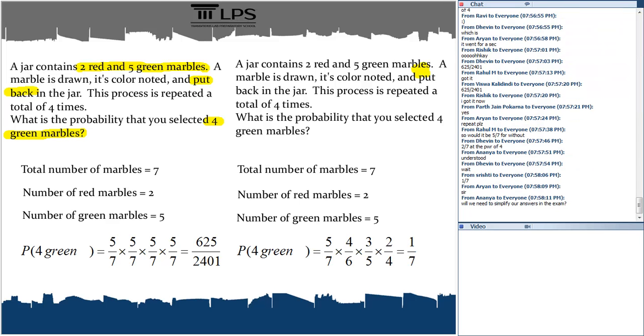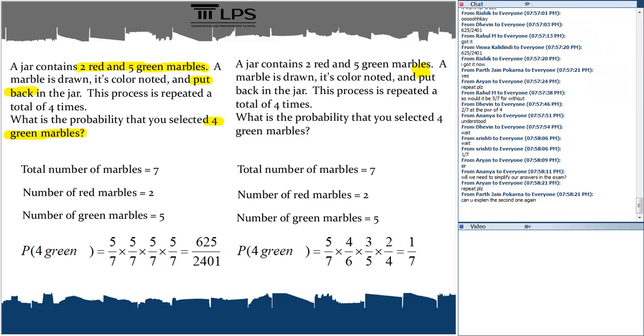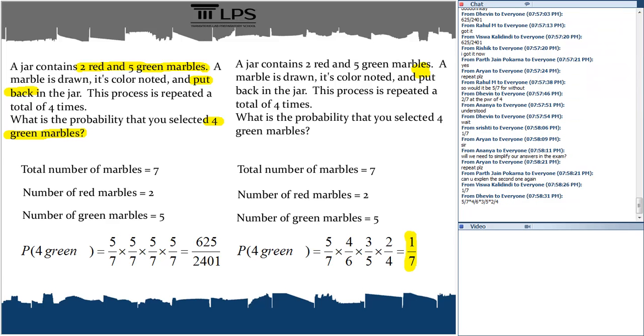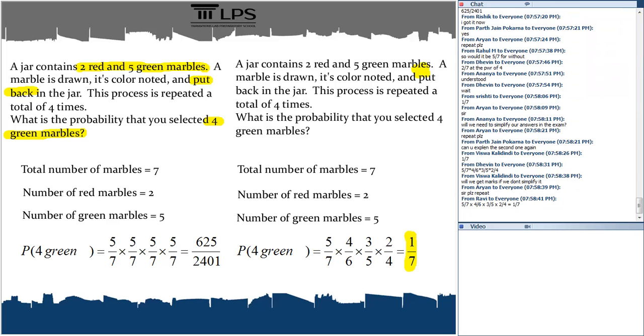Yes, you will have to simplify your answer. That's a very good question, Ananya, you asked. Yes, you need to simplify the answer because the examiners want to see the answer in its lowest form. Okay, they need to see the answer in the lowest form, the most simplified form. Devin, yes, you're right. Very good, Devin. Yes, I think almost everyone is getting it now. Yeah, Vishwa, good. No, you will not get the mark if you don't simplify, Vishwa. You won't get the mark.